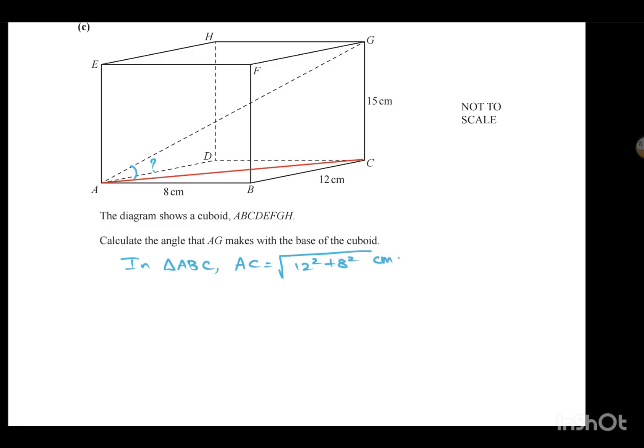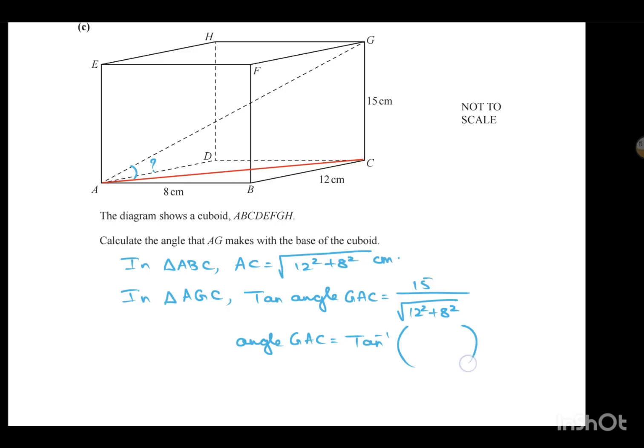centimeters. Now in triangle AGC, tan of this angle, tan angle GAC is equal to opposite by adjacent, that is 15 centimeters by square root of 12 square plus 8 square. So this will give you the measure of angle GAC as tan inverse of 15 by square root of 12 square plus 8 square.